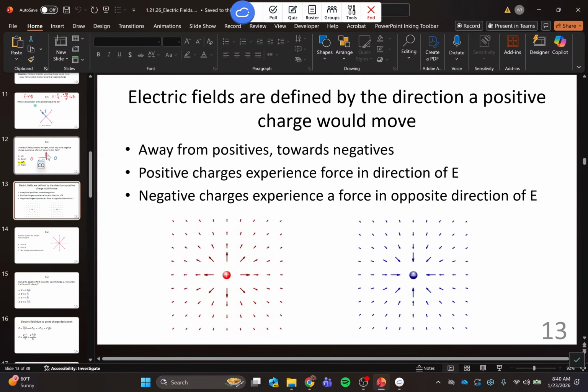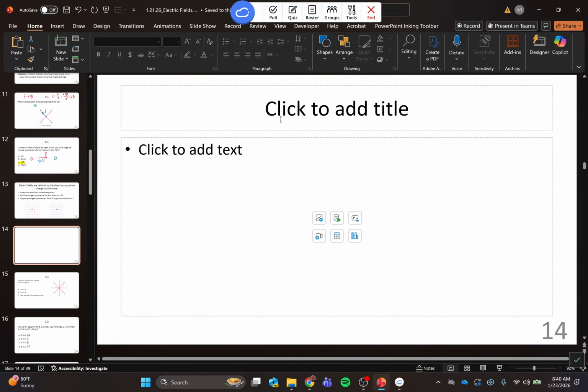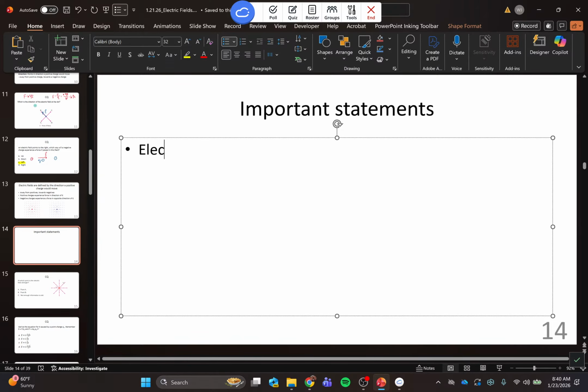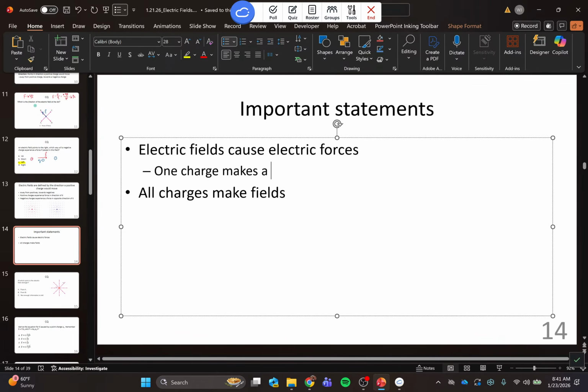Let me make a little, I don't know if this will be helpful. Important statements. Electric fields, and I'll post these PowerPoints, so this will be there. Electric fields cause electric forces. All charges make fields. One charge makes a field, the other experiences the field. I'm just kind of jotting down all the one-liners that I mentioned a bunch of times.